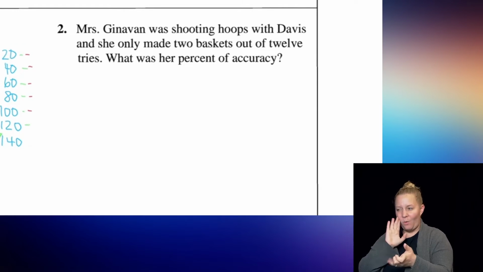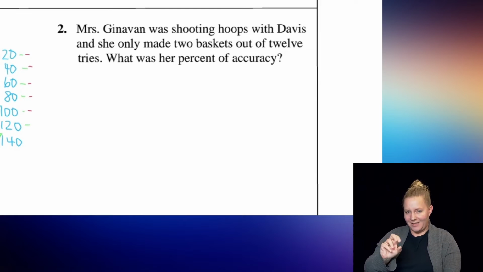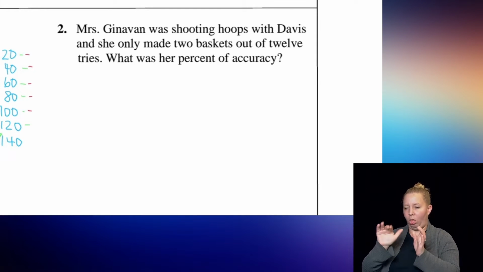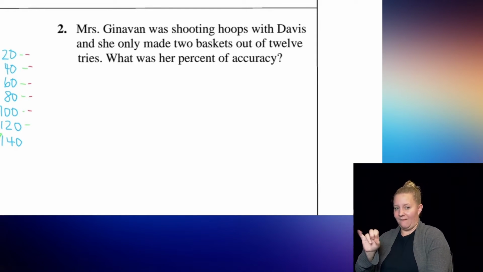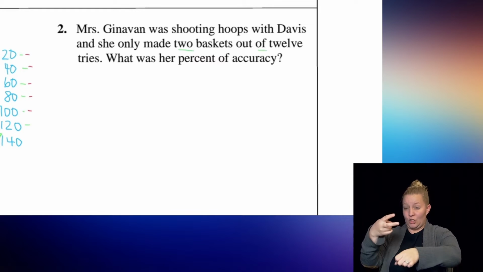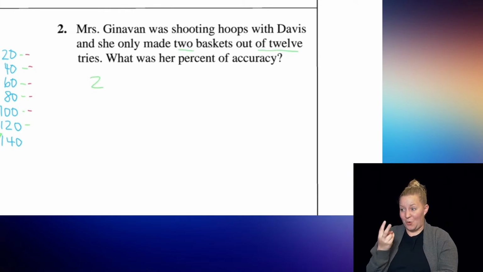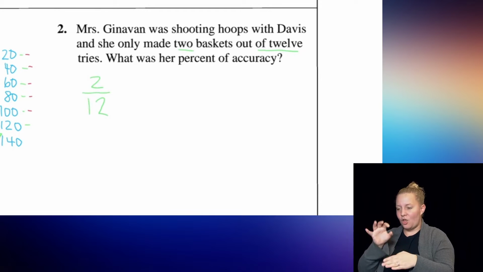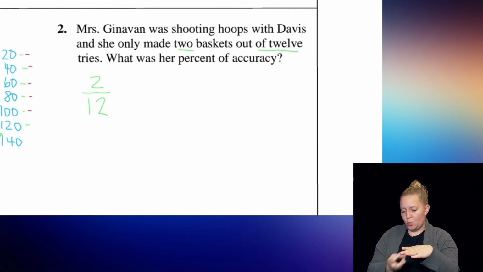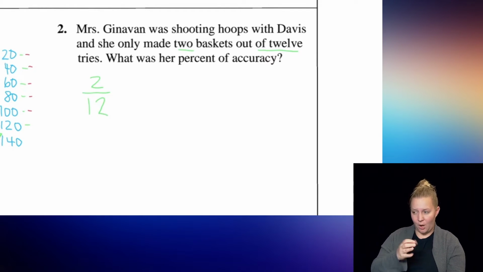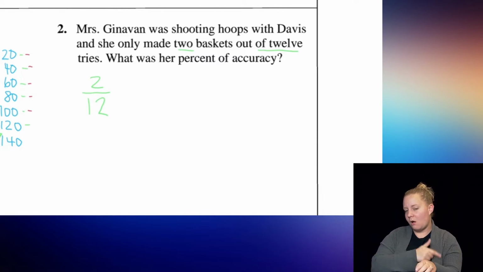So Miss Ginnivan was shooting hoops with Davis, and she only made 2 baskets out of 12 tries. Woof. Good try, Miss Ginn. She made 2 baskets out of 12, so therefore that fraction is 2/12. And whenever you have a fraction, before you immediately get started with that long division, make sure to simplify it.